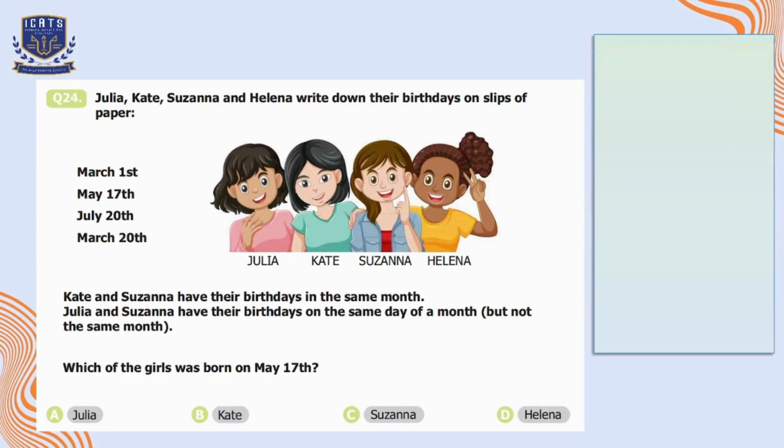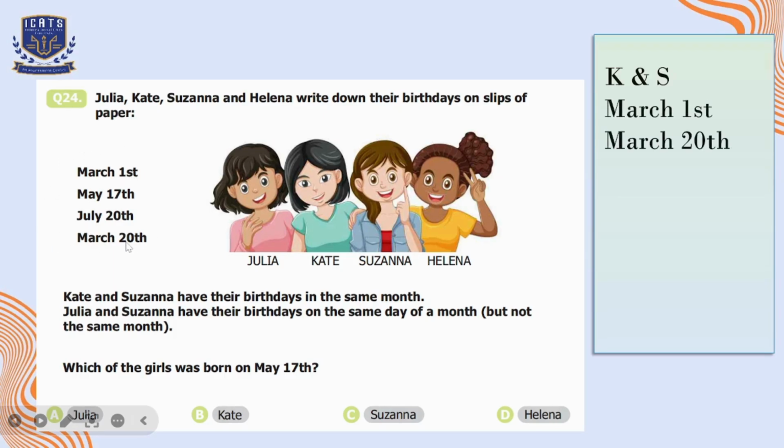As it is mentioned in the question that Kate and Susanna have their birthdays in the same month, I have written K for Kate and S for Susanna. So we can see the 2 dates are mentioned in the month of March. So we can choose these 2 dates for Kate and Susanna, March 1st and March 20th. The second part of the information is that Julia and Susanna have their birthdays on the same day of a month, but not the same month.